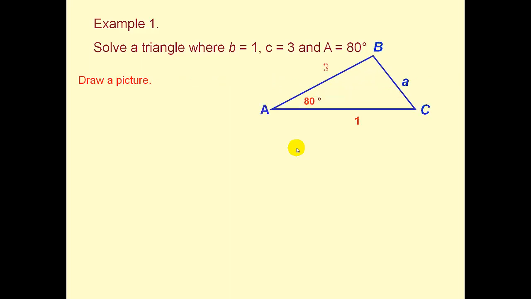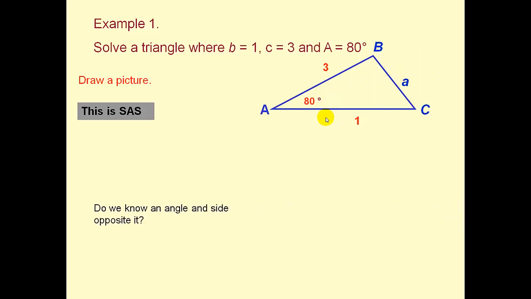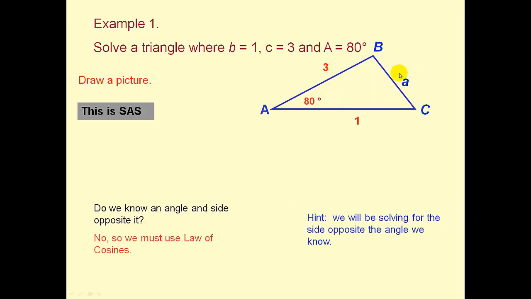Now always label and draw the triangle to help visualize what's going on. Here's the triangle where side B is equal to 1, side C is equal to 3, and side A, opposite angle A, is unknown. Angle A is 80 degrees. This is a side angle side situation, and we must use the law of cosines first here to find side A, simply because we don't have a pair of angle and opposite side. So we're going to be trying to find that opposite side for the angle that we know. That's always a good place to start with the law of cosines.